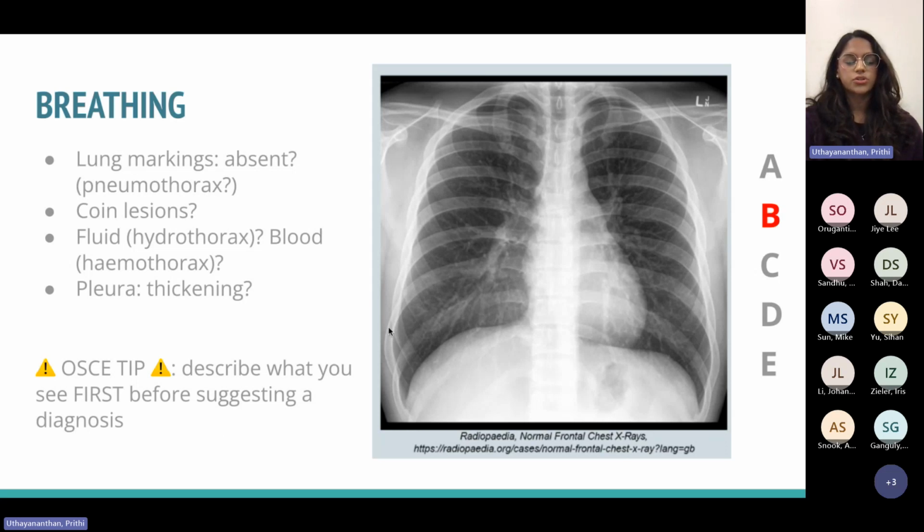And I would always say, make sure you describe what you're seeing before you jump into trying to find a diagnosis, because often in OSCE mark schemes, the description is worth a lot more marks than just the diagnosis.